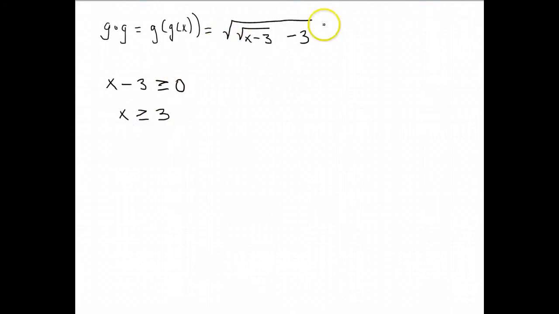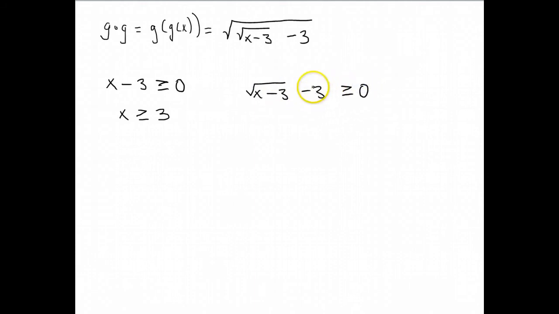But now we have this large radical. So the radicand here would be this entire expression, square root of x minus 3 minus 3. And that also needs to be greater than or equal to 0. So let's set that inequality up. The square root of x minus 3 minus 3 is greater than or equal to 0.